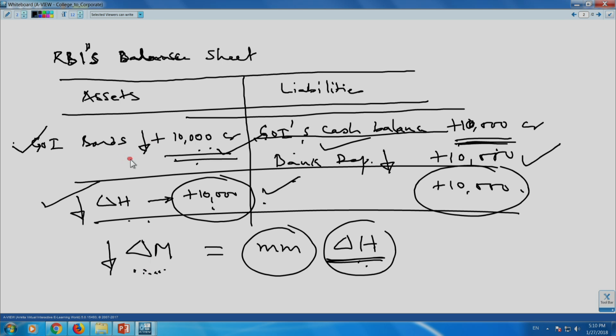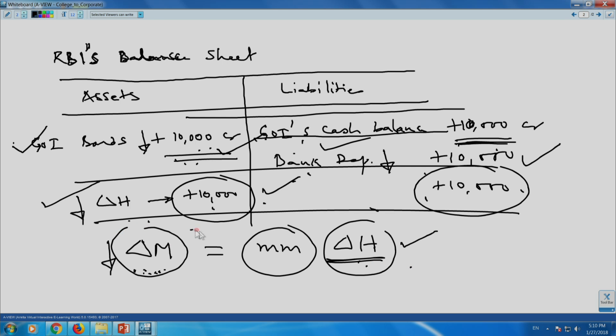If the size of the RBI's balance sheet increases, high-powered money increases, and hence the money in circulation increases. If as a result of the open market sale of government bonds, the RBI's holdings of government bonds decrease, the RBI's liabilities to banks decrease, and hence the size of the RBI's balance sheet decreases. So, as a result, the high-powered money decreases.